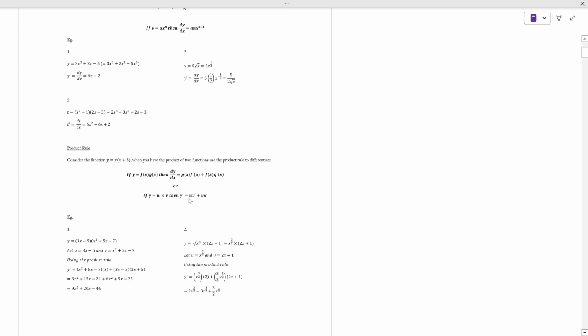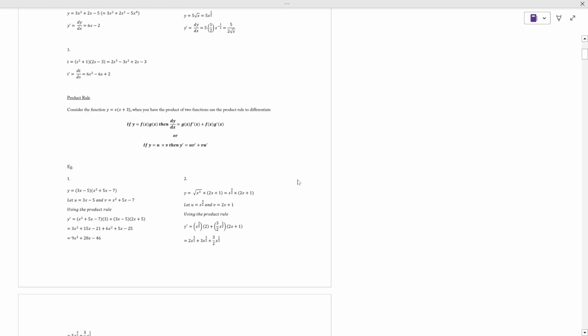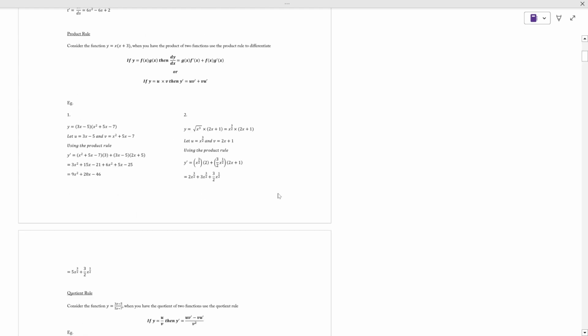plus f of x multiplied by g dash x. Or in layman's terms, you can write it as if y is equal to u times v, where u is the first function and v is the second function, then y dash, the differentiated function or the gradient function, is equal to u, the first function, multiplied by the differentiated function of v, the second function, plus v multiplied by u dash, which is the differentiated function of the first function. All right. Once again, if that means nothing to you, that's why we've got some examples down here so we can understand it a bit better.